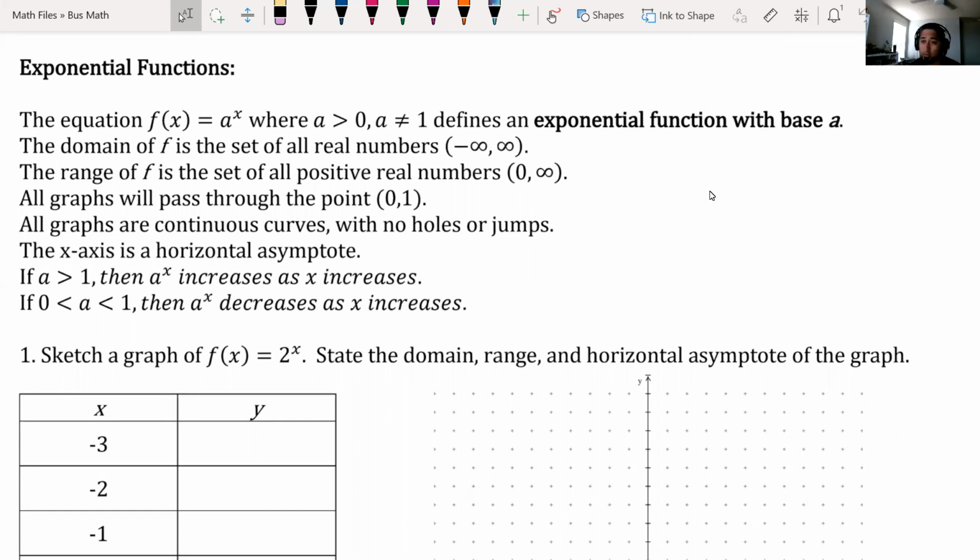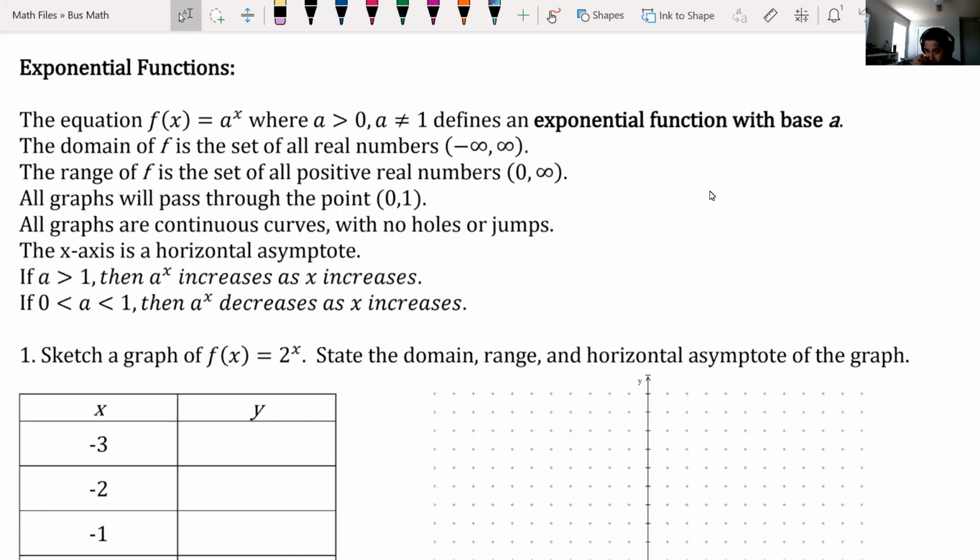All graphs will pass through the point (0, 1), and the graphs are continuous curves with no holes or jumps. The x-axis is a horizontal asymptote. We've seen those before. And if the base is greater than 1, then it is an always-increasing function. If the exponential base is between 0 and 1, then it is an always-decreasing function.